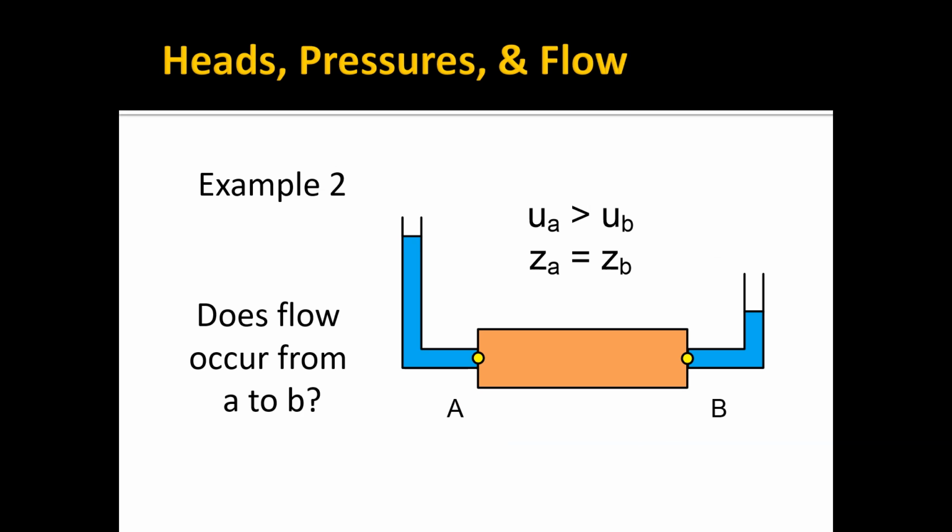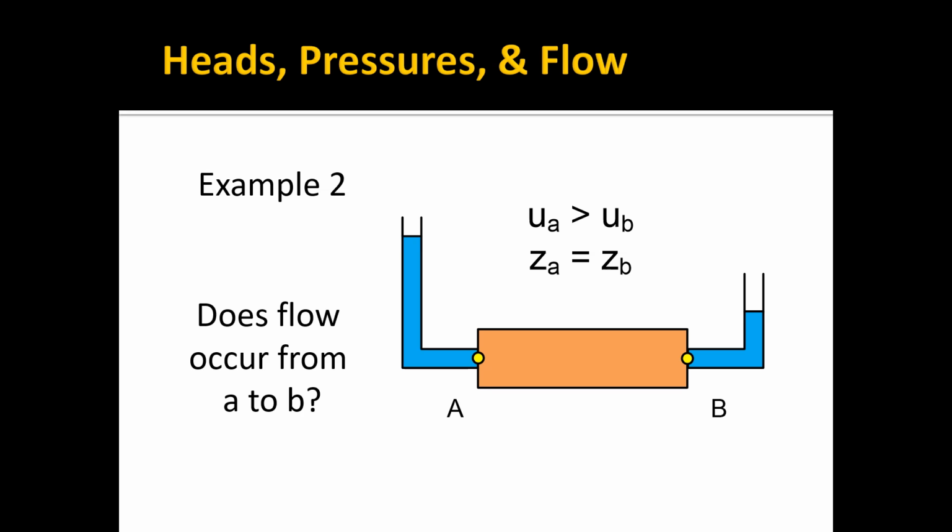Here's another one. In this case, we've taken our column of soil and we've laid it down on its side. And now there's a standpipe above point A that rises to a level higher than the water level in the standpipe above point B. So therefore, the pore pressure at A is greater than the pore pressure at B. And to make things interesting, in this case, the elevation of A is equal to the elevation of B. So again, does water flow through the soil from point A to point B?